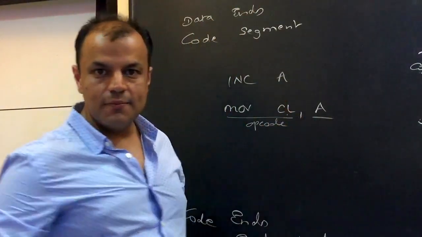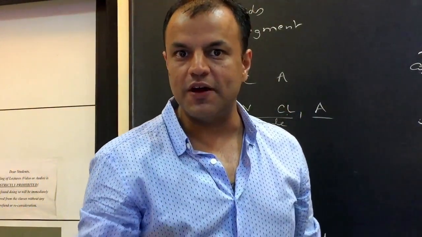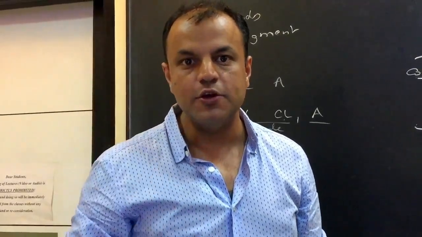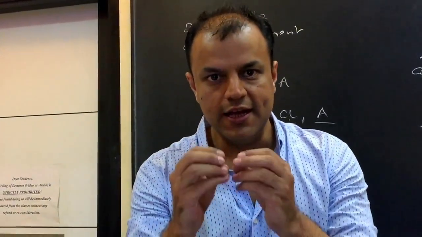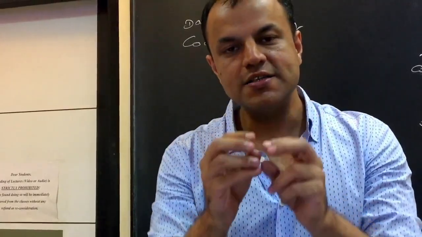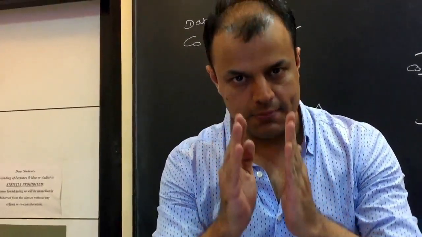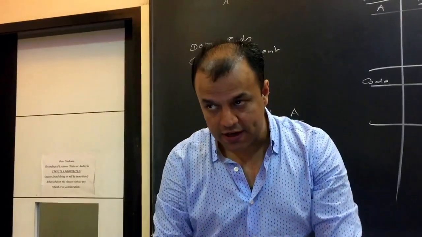When you write move CL, A, the assembler cannot substitute 25 because right now it's 25, but on execution A could have any value. I hope you understood my point. So, instead of substituting its value, the assembler will substitute its address. Tell me, is this clear? Remember this in every language.